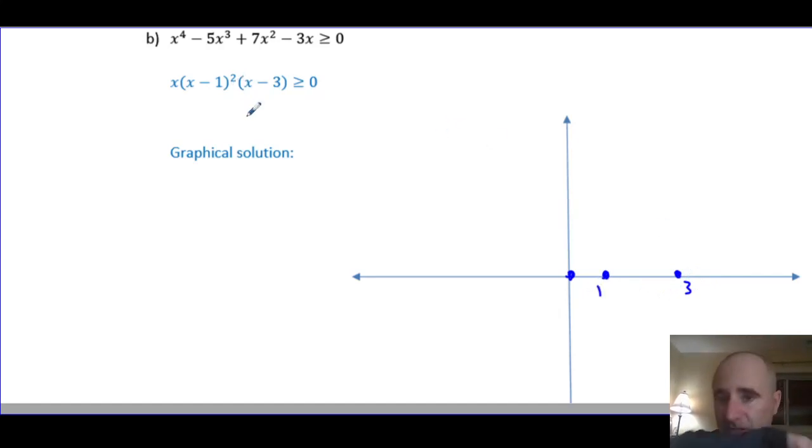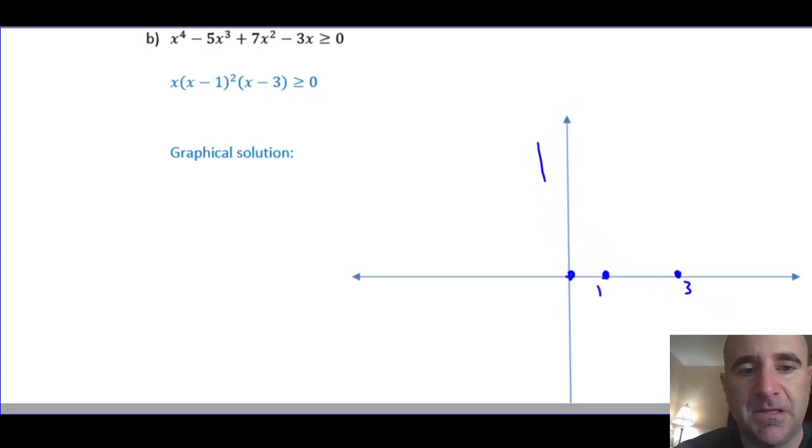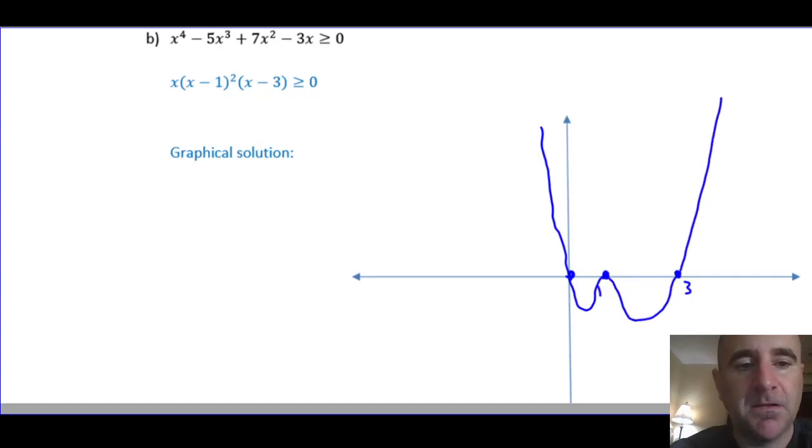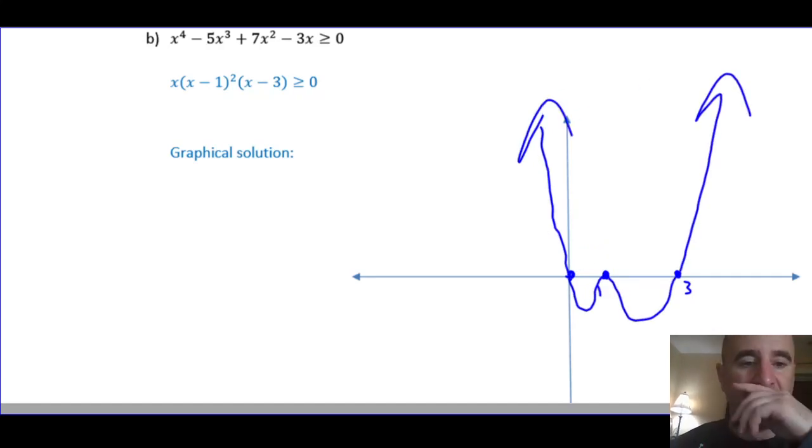Now, because we have the x minus 1 squared, that makes the 1 what's called a double root. It's also a turning point. And so we know the graph looks like something like this right here. Oh, sorry, that's not correct. So it goes like this. 1 is the turning point. And a very, very rough sketch of the graph. And that's all we really need in this case to answer this problem, is a rough sketch.